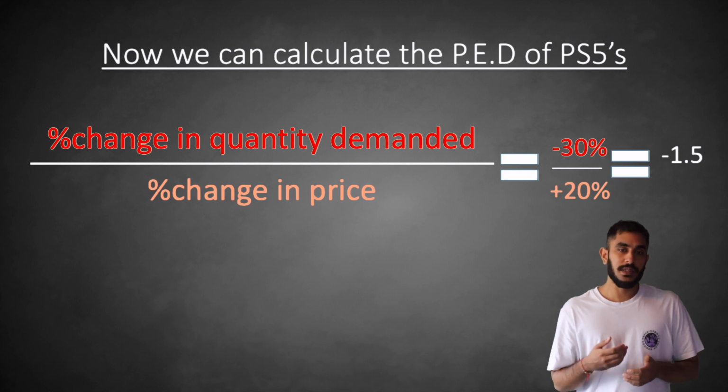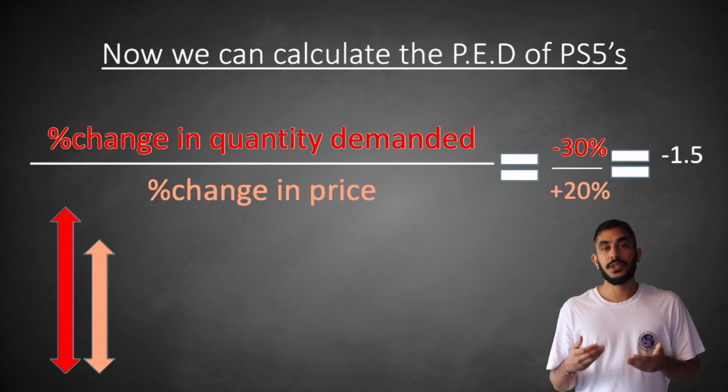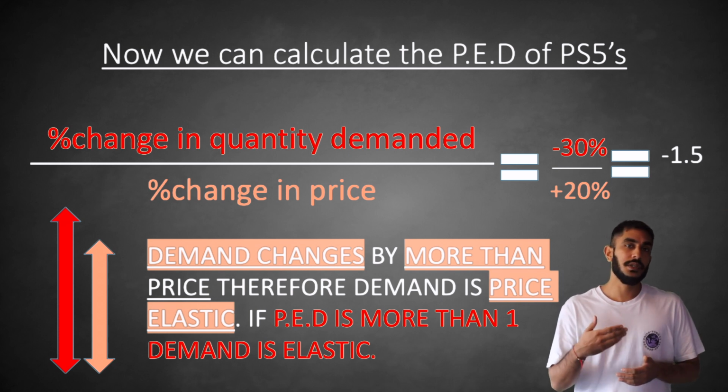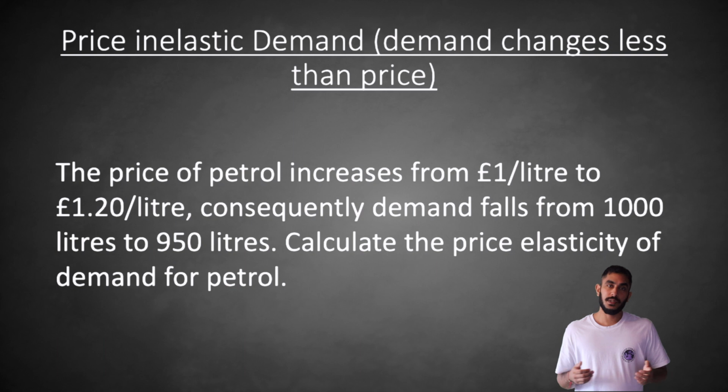Notice that, ignoring the sign, when PED is more than 1, the demand for a good must change by more than the price of the good. So anytime the PED gives us a value more than 1, we know that the good is price elastic because demand changed by more than price. Now let's have a go at calculating the PED for a good for which demand is price inelastic. Pause the video here to work out the answer, then I will show you how to do the calculations.